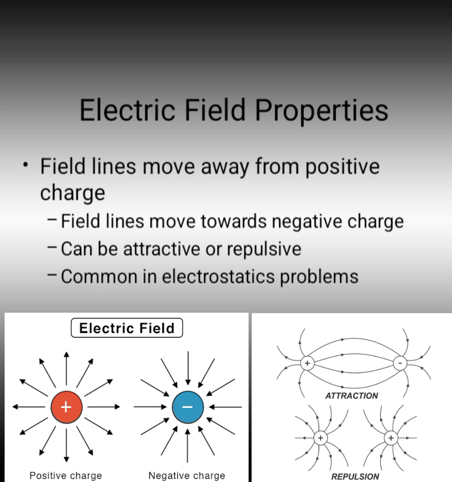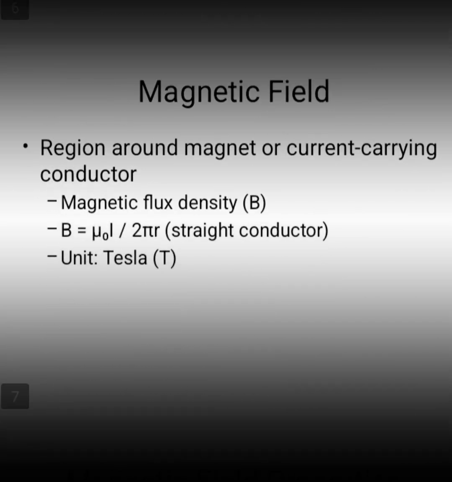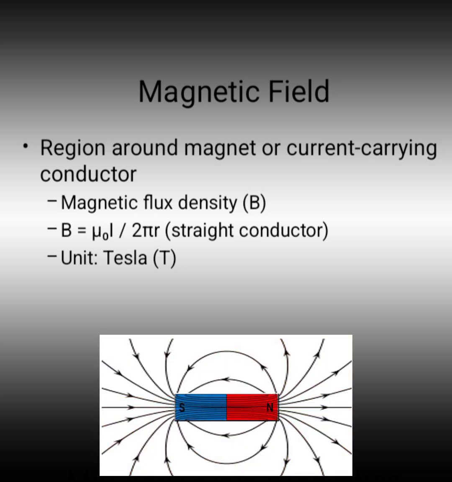Also, it can be attractive or repulsive. Attractive is when they come together. Repulsive is when they move apart. This is common in electrostatics problems. However, we now focus on the magnetic field. Under this aspect, we are focusing on the magnet, the North Pole and the South Pole.